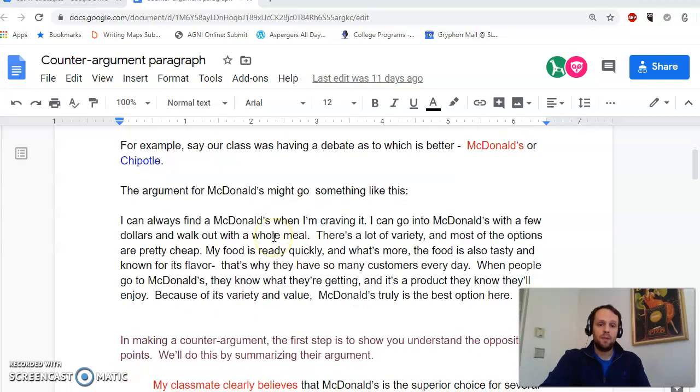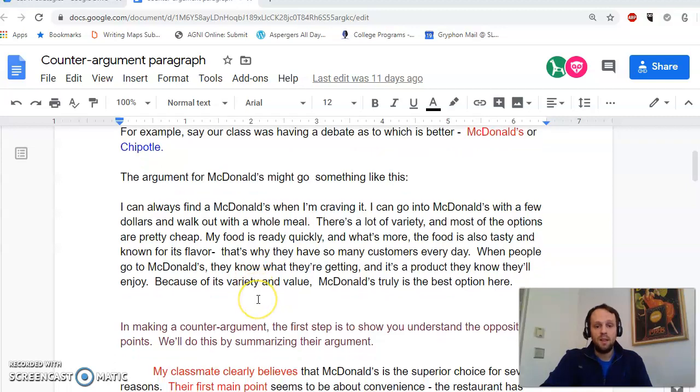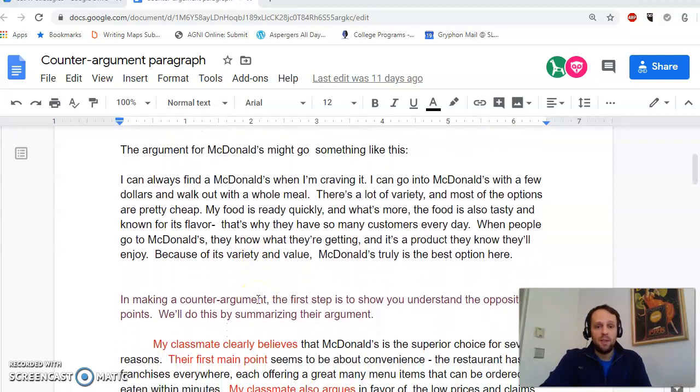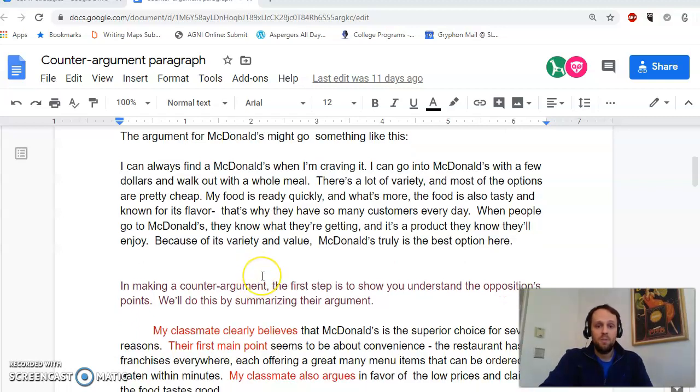So, the argument for McDonald's might go something like this. I can always find a McDonald's when I'm craving it. I can go to McDonald's with a few dollars and walk out with a whole meal. There's a lot of variety. Most of the options are pretty cheap. My food is ready quickly. And what's more, it's tasty. It's known for its flavor.